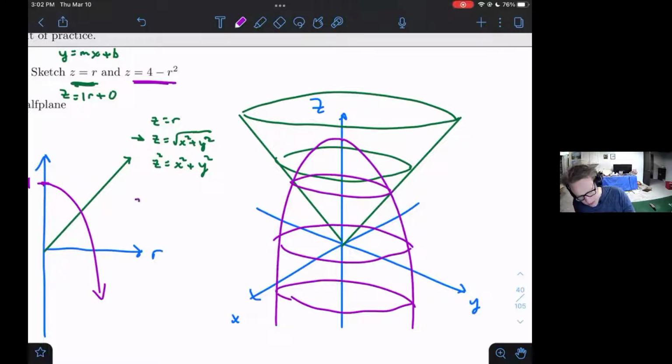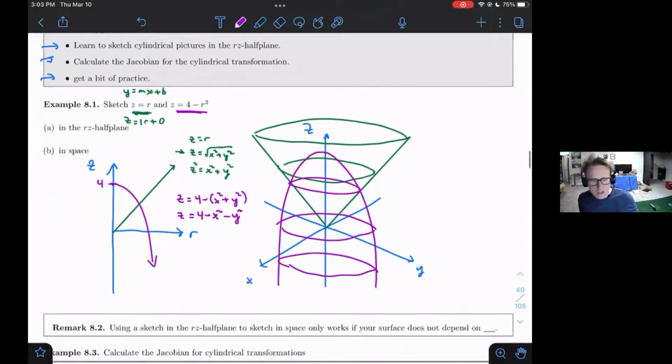And of course, if we were to rewrite this into Cartesian coordinates, instead of r squared, it would be x squared plus y squared. And so that would be z equals 4 minus x squared minus y squared once we distributed that negative. And so again, this is an elliptical paraboloid. It's been shifted up 4 in the positive z direction, and then it's been reflected. And so you get a picture that looks like this.